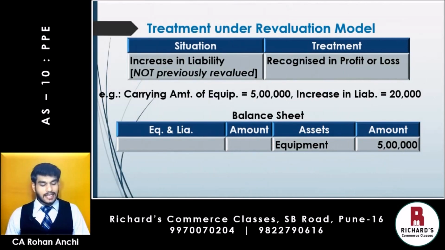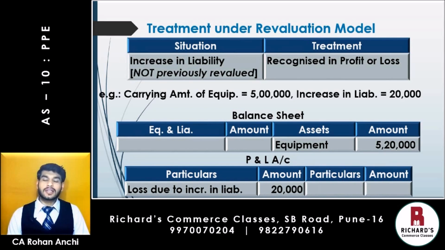Then the next situation is an increase in liability, but the asset was not previously revalued. Let us have a look. The treatment says whatever is the increase in liability should be recognized in profit and loss account. So the carrying amount of the equipment is presently 5 lakhs and there is an increase in liability to the extent of 20,000 rupees. Therefore, the new carrying amount is going to be 5 lakh plus 20,000, that is 5 lakh 20,000. What about the 20,000 increase in liability? That will be debited directly to profit and loss account as loss due to increase in liability, that is 20,000 rupees. So this was an increase in liability where the asset was not previously revalued.